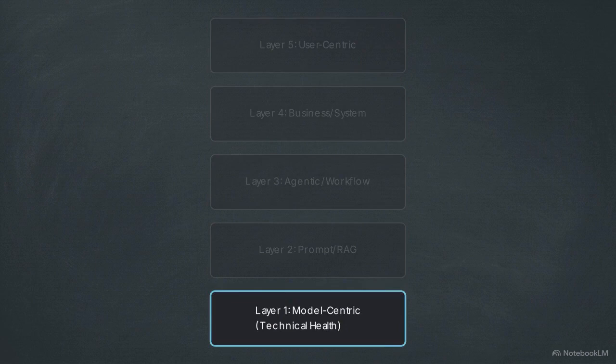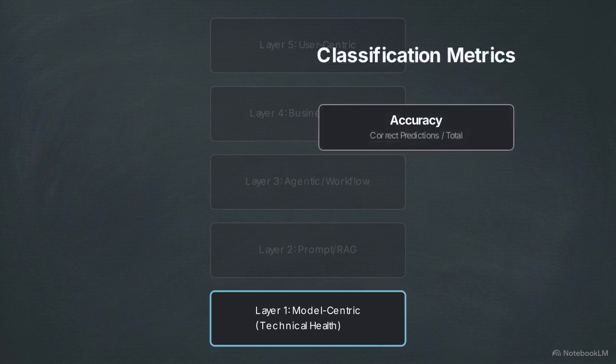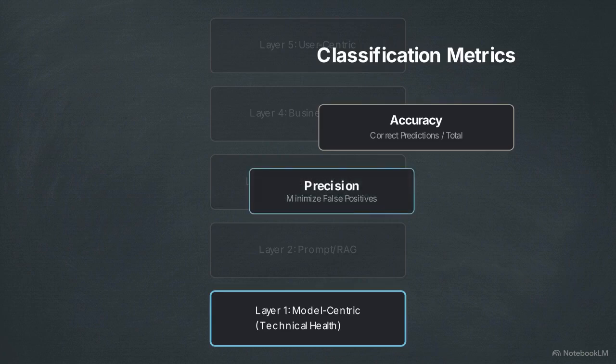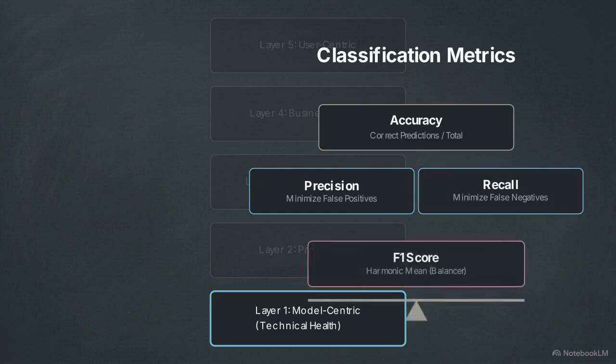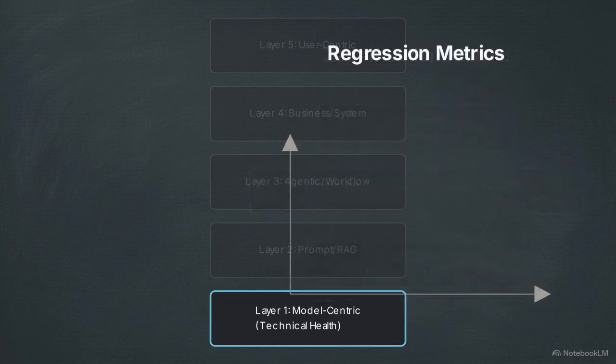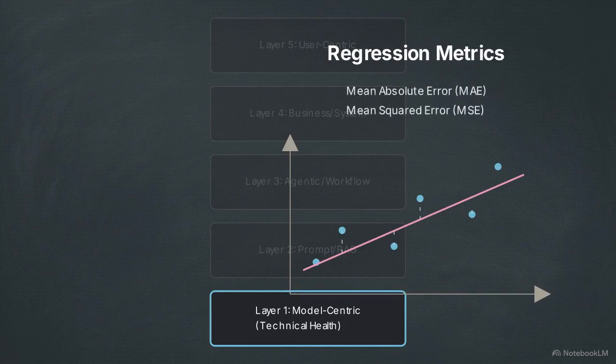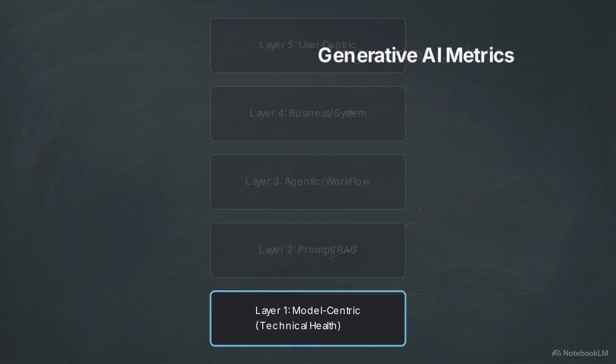For traditional classification tasks, we use rigid evaluation metrics. We measure accuracy, precision to minimize false positives, and recall to minimize false negatives. When dealing with imbalanced datasets, we rely on the F1 score to find the balance between the two. If the model is performing regression, we track the exact magnitude of its prediction errors using mean absolute error and mean squared error.